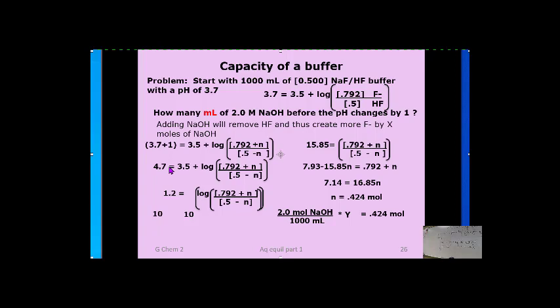And I don't have to worry about it diluting in the mixture. It's just, that's how many moles I'm adding. Agree? Y equals 424 divided by 2, right? 212. You with me?